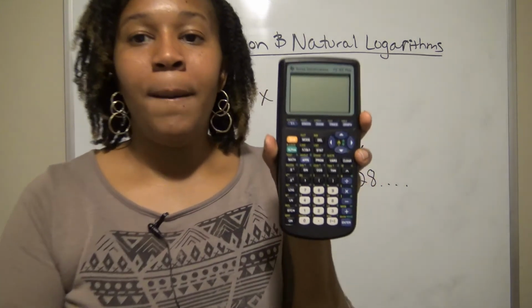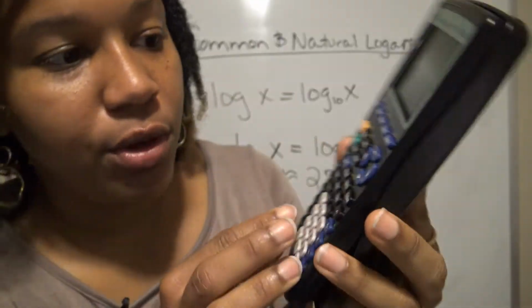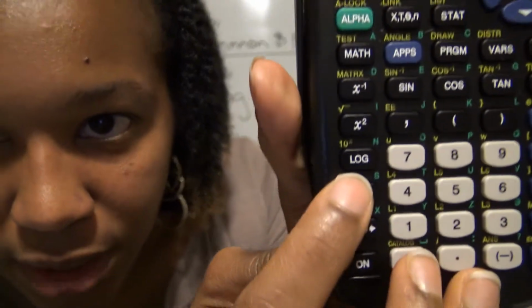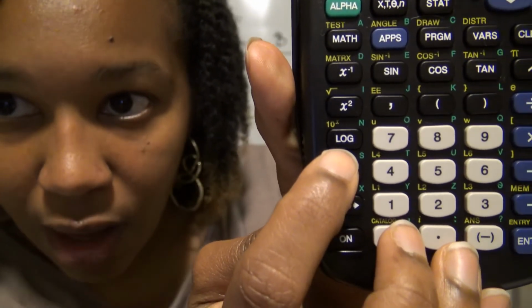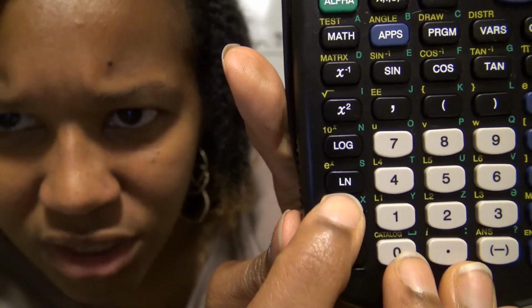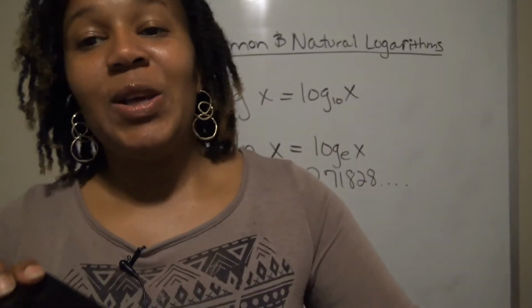So on my TI-83 calculator, it'll be the same on an 84, there is this LOG button. Can y'all see it? That is the common log button, log base 10, and then there's this LN button, which is the natural log button, log base e, okay? So that is on my calculator.